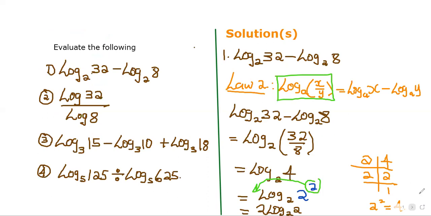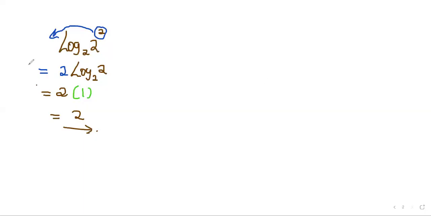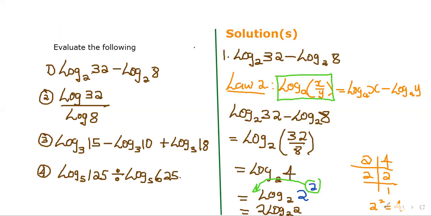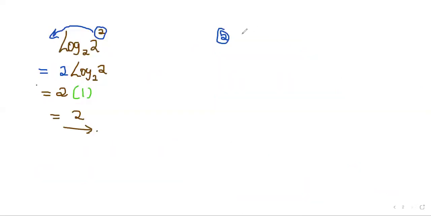So now let's write number 2. I'm going to write it using a different color. On number 2, what are we having? We're having log 32 divided by log 8. This one is very easy. Log 32 divided by log of 8.